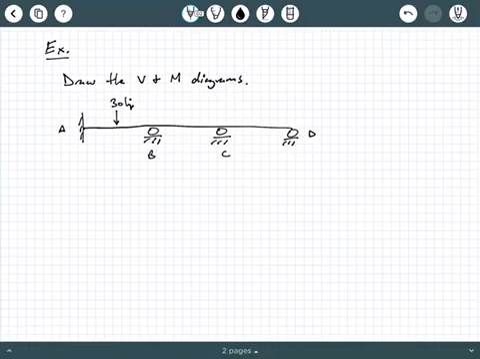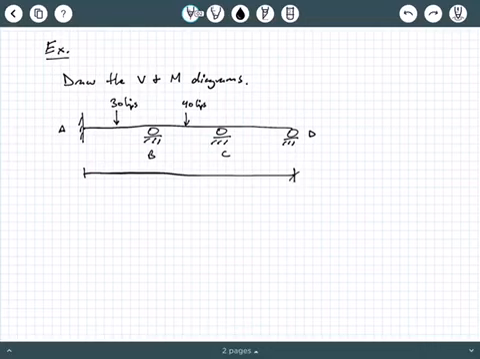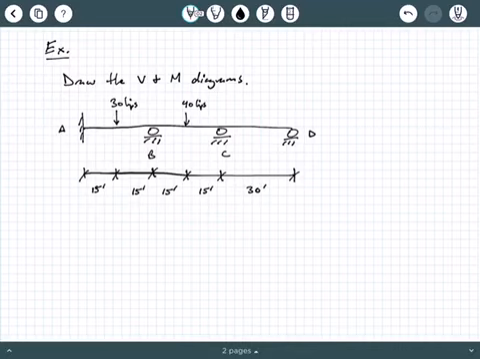So in AB, this is 30 kips. And in BC, we've got 40 kips in the middle of each of those spans. So if we put dimension lines here, we're going to have 15 feet, 15 feet, 15 feet, 15 feet, and then 30 feet. And then we have a case of EI is constant for the entire member.